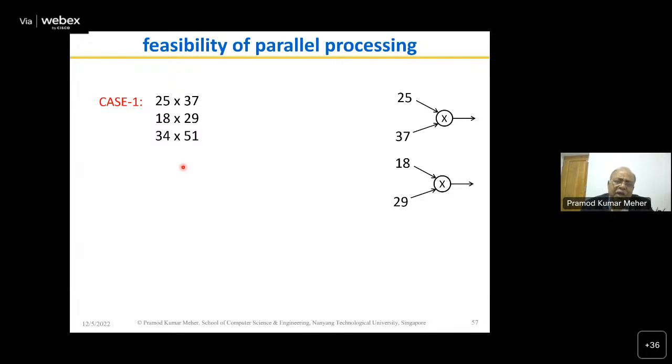I have another multiplier doing this product, and another multiplier doing this product. So all are independent. All 3 multiplications in this case are independent, and they could be done in 3 parallel systems. 3 multipliers are working in parallel.